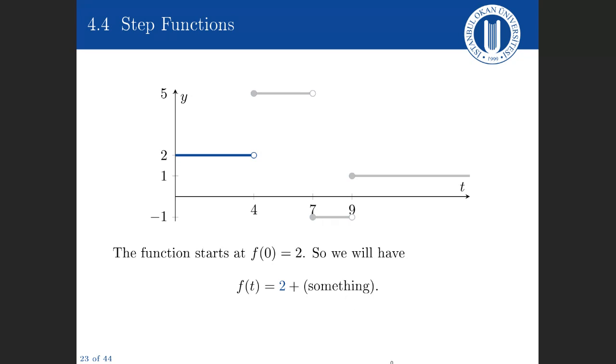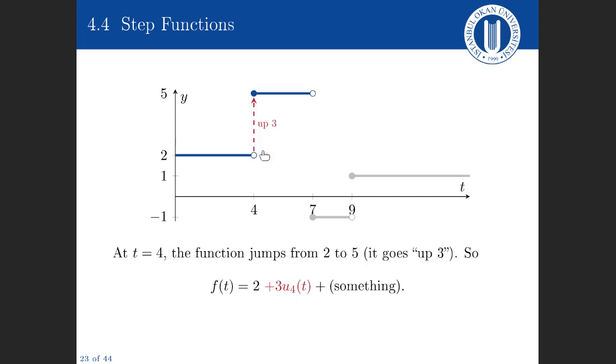Let's go on to looking at what happens at 4. When t is equal to 4, the function goes up 3. It goes from 2 to 5, so it goes up 3. So in our function, we're starting at 2, and then when t is equal to 4, we go plus 3, up 3 or plus 3 at 4, or multiplied by u4. We haven't done the rest yet, so it's still plus something.